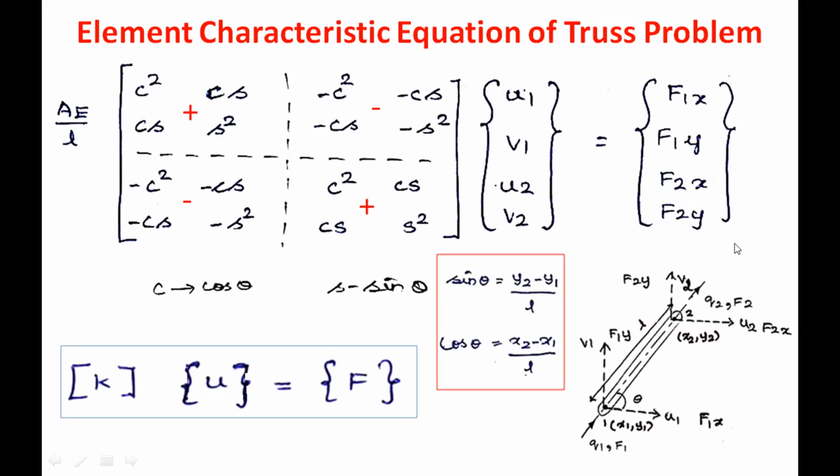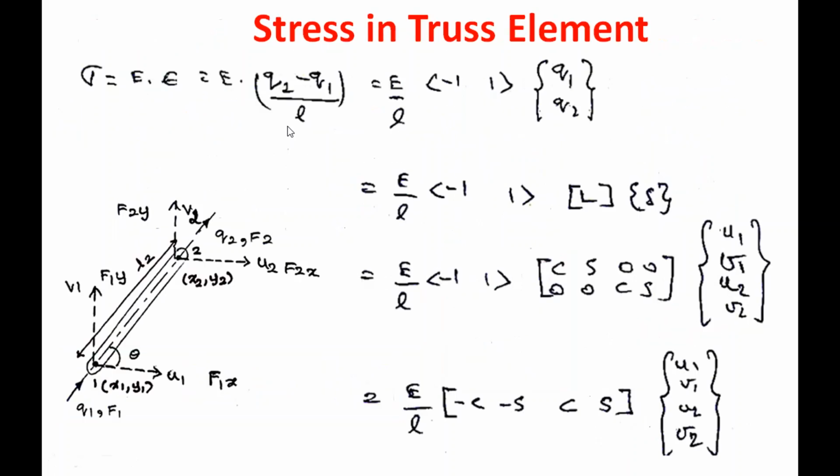The degrees of freedom are listed as the nodal displacement vector u1 v1 u2 v2. On the right hand side we have the force component vector, so f1x f1y f2x f2y like this. Now this is the general form of the element characteristic equation for the truss problem, and we also derived the equation for stress for a truss element. Stress can be directly evaluated by using the equation E by L times minus C, minus S, C, S, multiplied with the nodal displacement vector u1 v1 u2 v2 like that. So for any truss problem, the element stresses can be evaluated directly by using this equation.